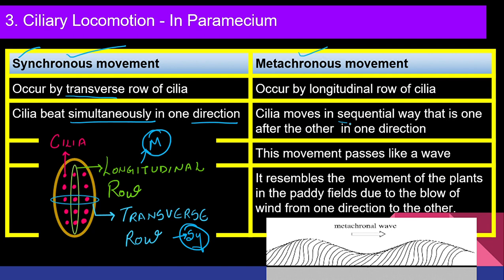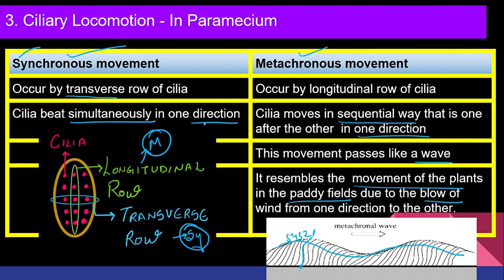Then what is metachronous movement? When the cilia move in a sequence-wise manner. Here you can see, suppose let's consider this one. First this one will move, then second this one, third this one, fourth this one, fifth this one. All the cilia are not moving together, but one by one in a sequence, in one direction. This movement passes like a wave. It resembles the movement of plants in a paddy field due to the blow of the wind. You will see it shows a wave-like movement.